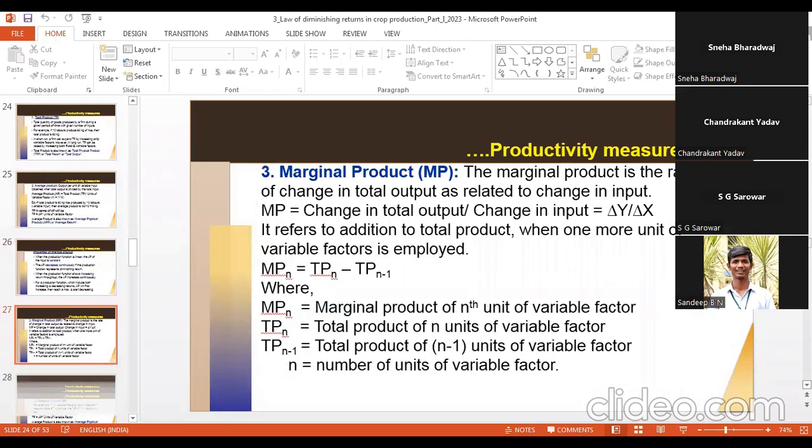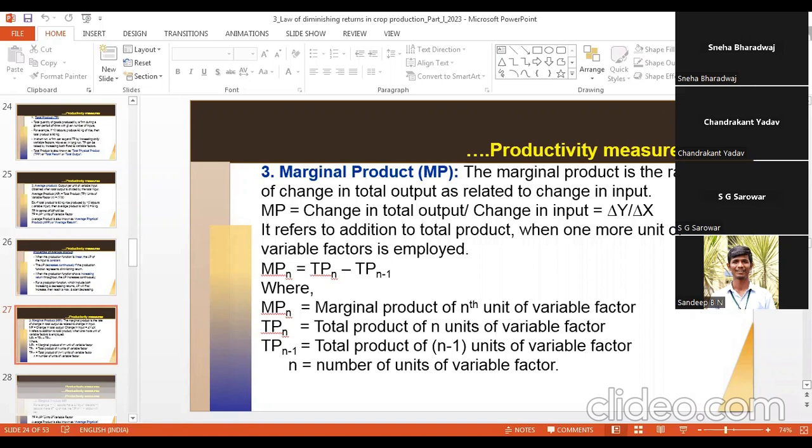Marginal product. The marginal product is the rate of change in total output as related to changes in input. If you make a change in input by one unit, then how much is the change in output, that is capital Y or Y? That is your marginal product. So MP is the change in total output divided by change in input, delta Y upon delta X. X is your input, Y is your output. It refers to the addition to total product when one more unit of variable factor is employed.